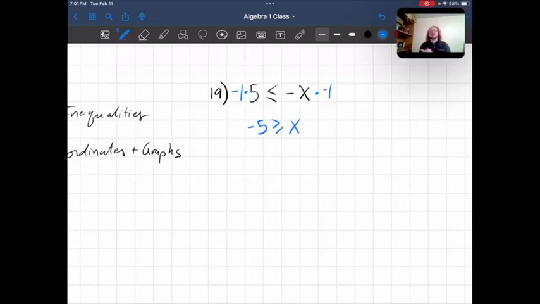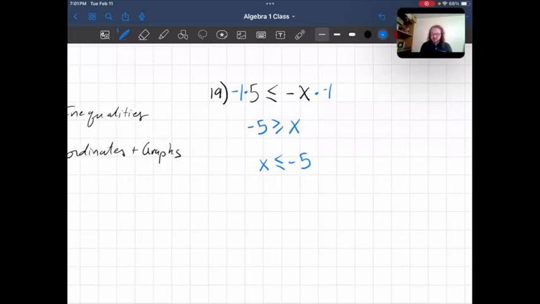But that's kind of saying the sentence backwards. So I want to flip it so that I have x first. But the way that it's pointed toward or away from x doesn't change. So when I switch sides, the sign switches again. I have x is less than or equal to negative 5.